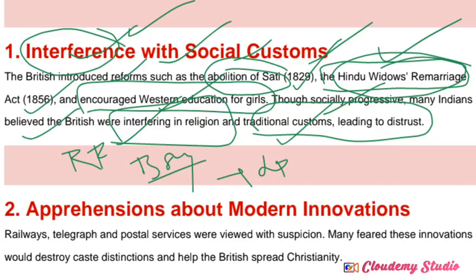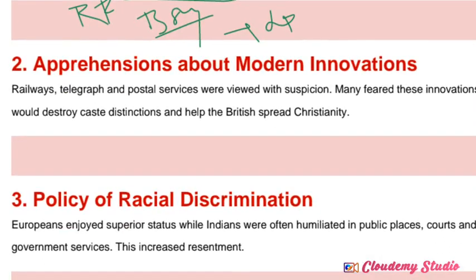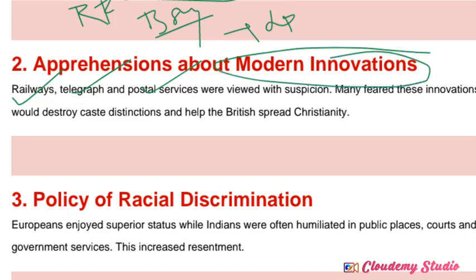Second reason, see, apprehensions about modern innovation. Most commonly, when the Britishers entered our country, India witnessed some modern innovations. Why? Because they introduced a lot of changes, a lot of modern things to India itself. For a good example, the introduction of the railways. The telegraph system was introduced by the Britishers. Next one, postal services, which were developed by the British itself. All of these were brought into India by the Britishers, and we call this the modern innovation by the Britishers.